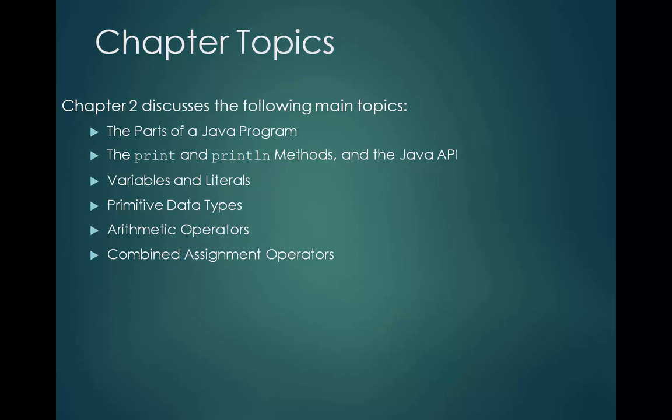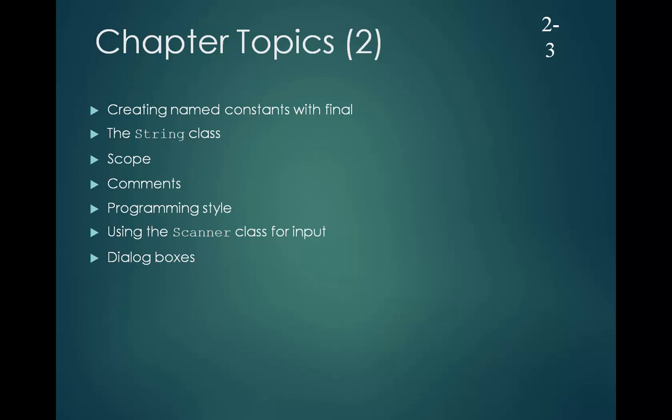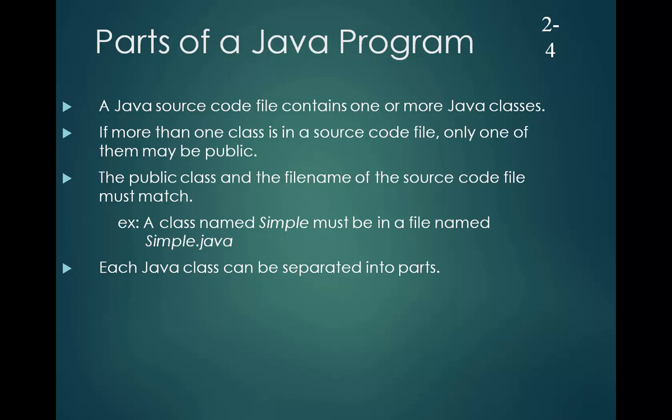So we'll be going over these chapter topics: parts of a Java program, print and print line methods, variables, literals, primitive data types, arithmetic operators, and some of these other data types like the string class, scope, comments. Some of these are complex topics, even though it's a relatively short chapter, so you no doubt may have questions. Really, the best way to handle those is to ask me in class or come to office hours.